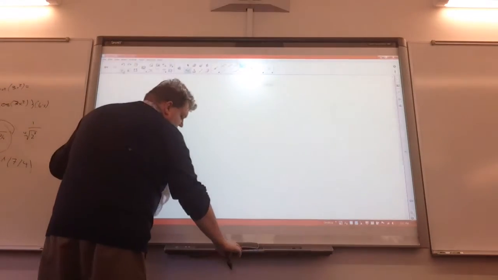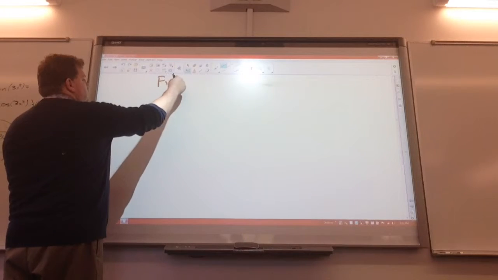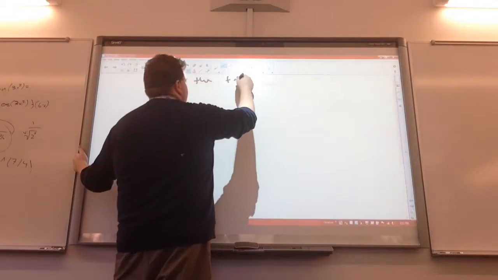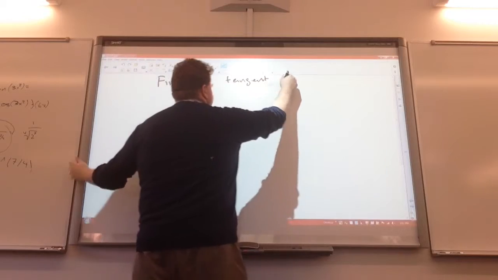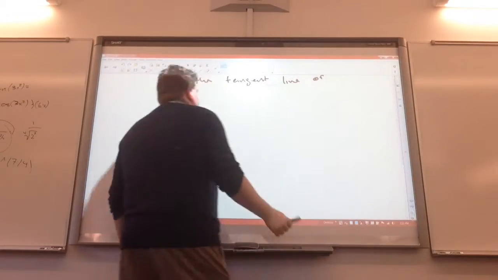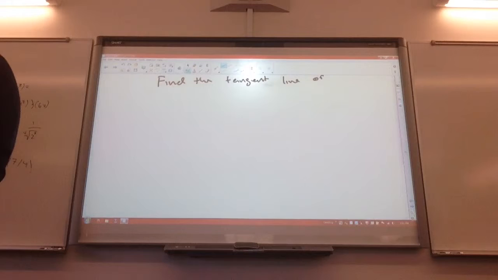So, find the tangent line of, and you'll generally be given some function. Let me go find a good example problem. Hang on. This could be on the test. Oh, this will absolutely be on the test. Tangent lines, of course they are. So this might be something from one of the homework assignments from the other night.